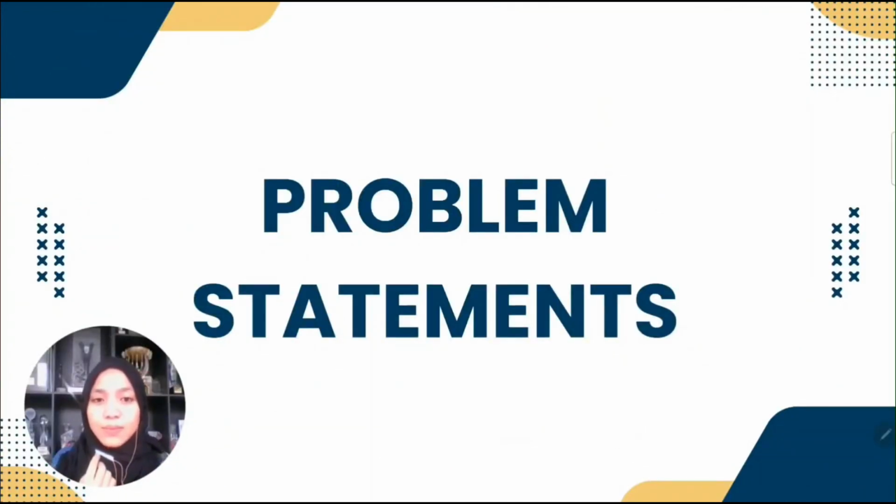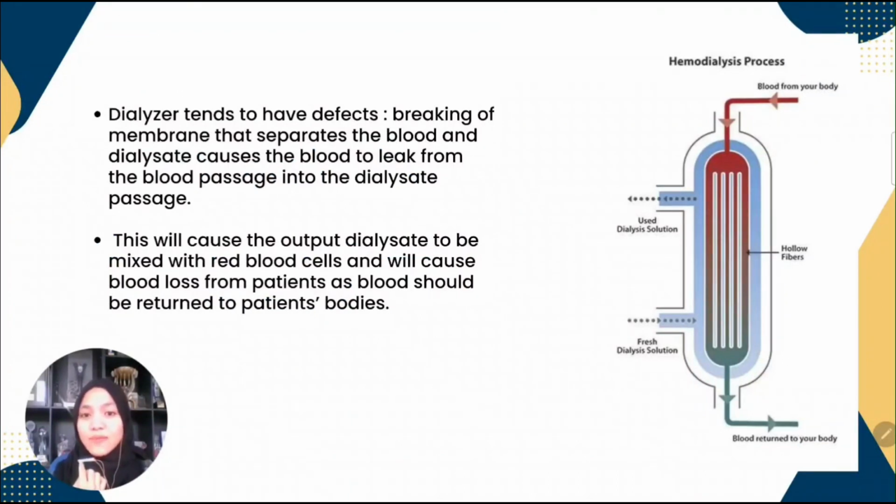For the problem statement, the dialyzer tends to have defects like the breaking of the membrane that separates the blood and the dialysate, which causes the blood to leak. Before this, the membrane is the one that will restrict the red blood cell size from diffusing out into the dialysate. But when the membrane is broken down, then the red blood cell can diffuse into the dialysate. This will cause the blood leak to occur, and the used dialysate will have the presence of the red blood cell, and the blood loss will happen because the red blood cell is not returning to the patient.